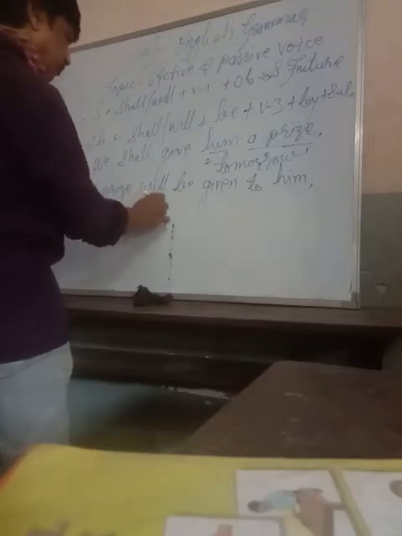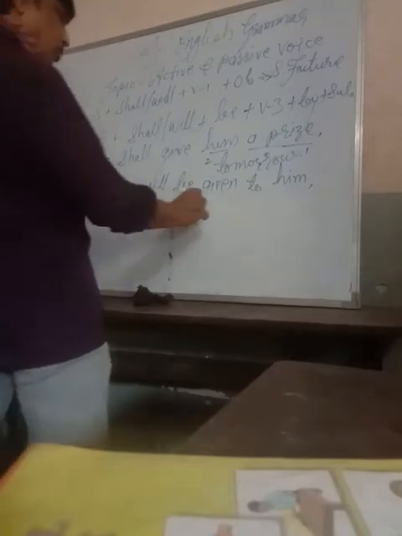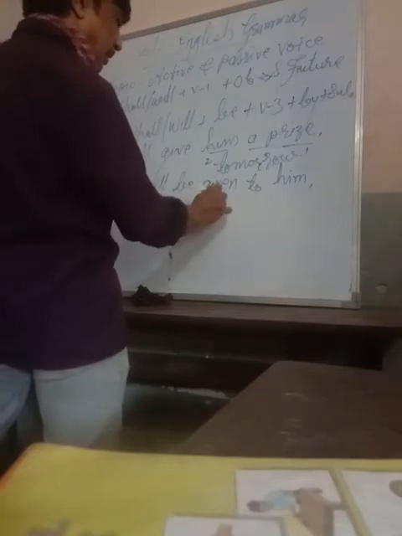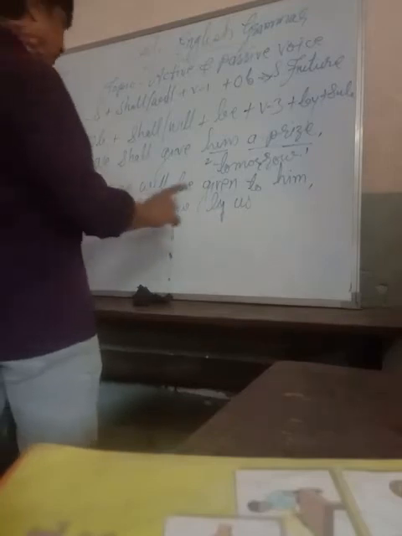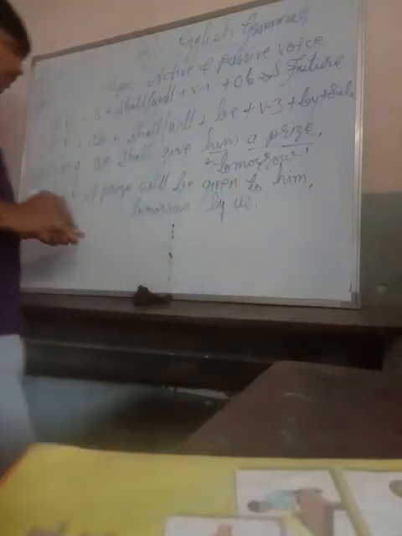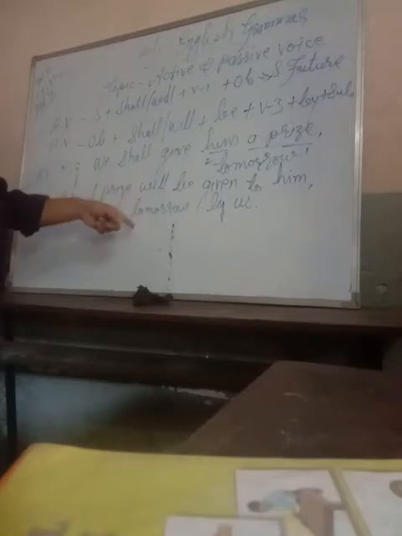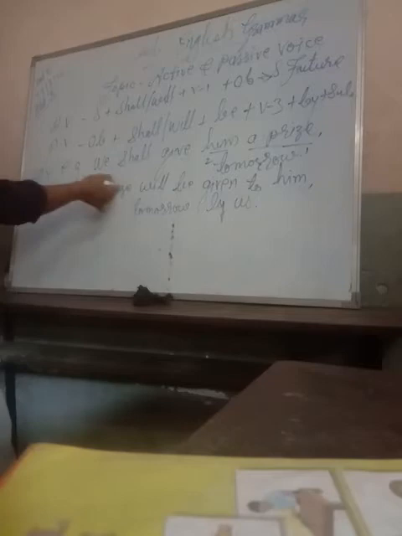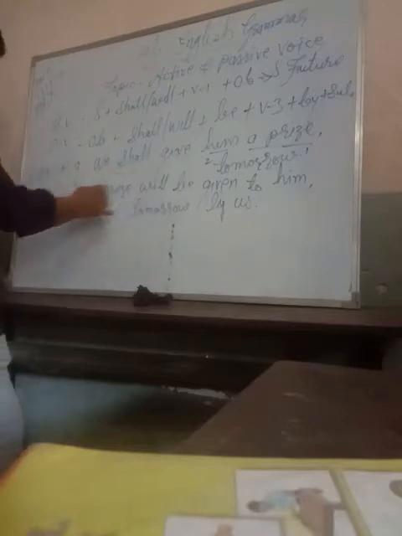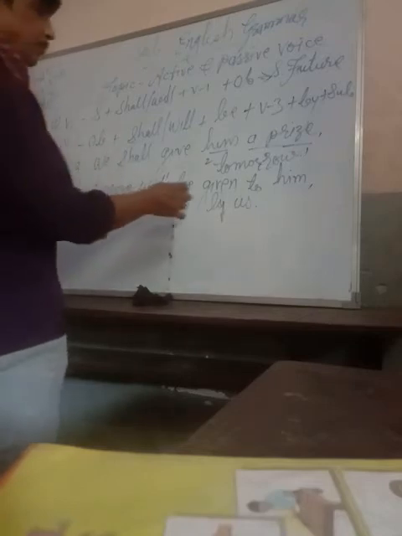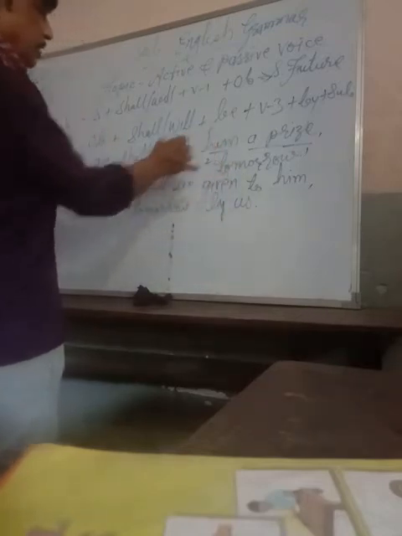Tomorrow. That is additional. Tomorrow by us. We is changed into us. Okay, now look, a prize will be given to him tomorrow by us. Now, tomorrow you can take in the beginning also, but you should not get confused. So you have to write it after that, before by.